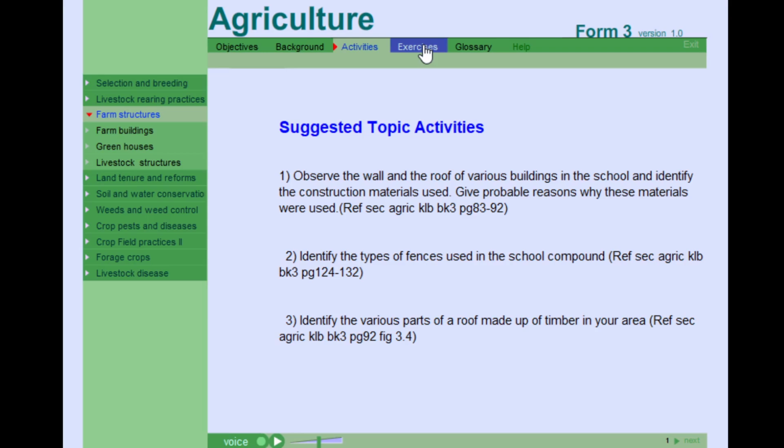Visit a dairy farm and observe features of a dairy shed. Discuss maintenance practices that can be carried out on a dairy shed. Visit an apiary and study how bees are placed. Construct any of the following livestock structures: a crush, a rabbit hutch.